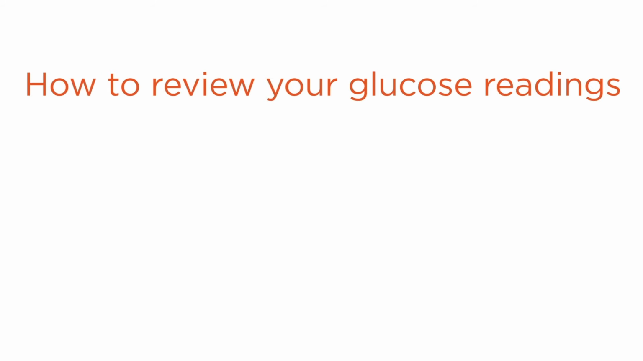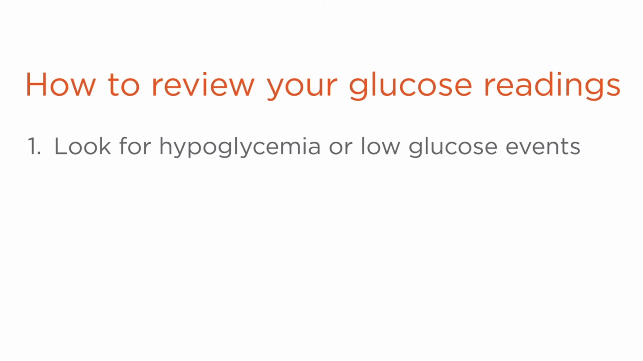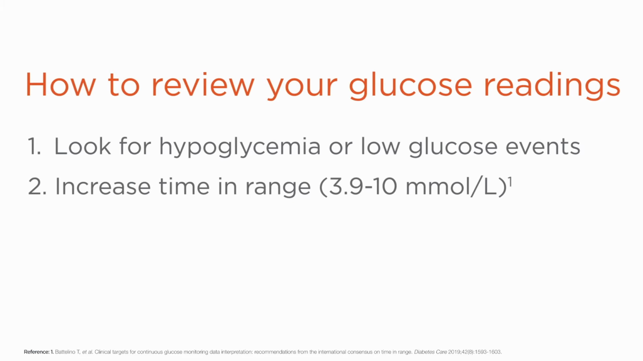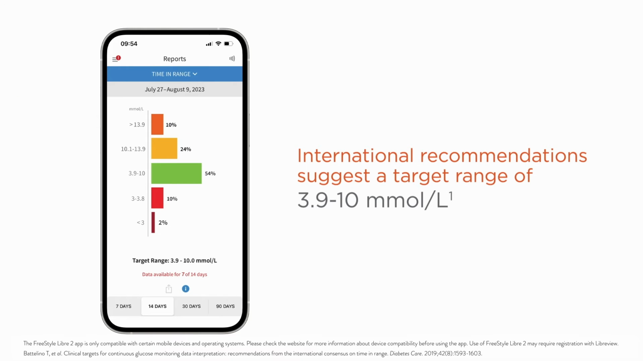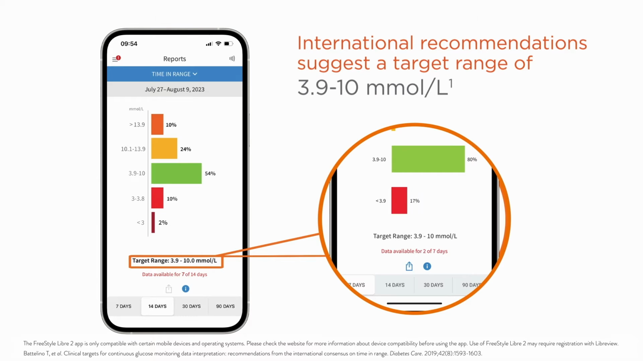Let's start by reviewing your glucose readings. First, you want to look for hypoglycemia, or low glucose events. Second, you want to increase your time in range. Third, you want to reduce your glucose variability, those up and down waves. International recommendations suggest a target range of 3.9 to 10 millimoles per liter, or the individual target range given to you by your healthcare professional.